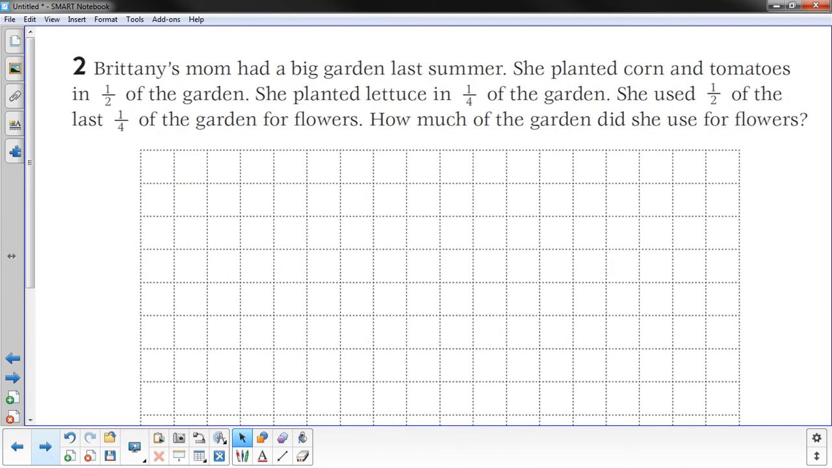Brittany's mom had a big garden last summer. She planted corn and tomatoes in half of the garden. She planted lettuce in 1/4 of the garden. She used half of the last 1/4 of the garden for flowers. How much of the garden did she use for flowers? Okay, this is going to be tricky. Let's look at the first part. She planted corn and tomatoes in half the garden.